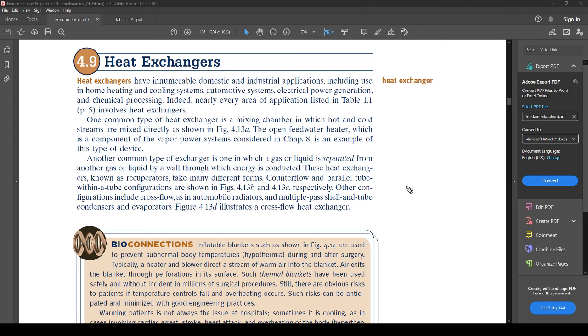And then it says also in automotive, electrical power generation, definitely, and chemical processing. Indeed, nearly every area of application listed involves heat exchangers, so that is true.